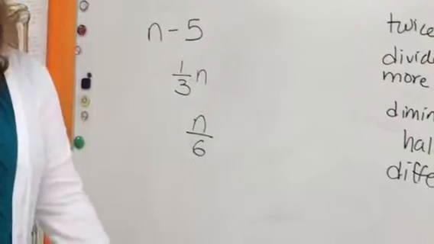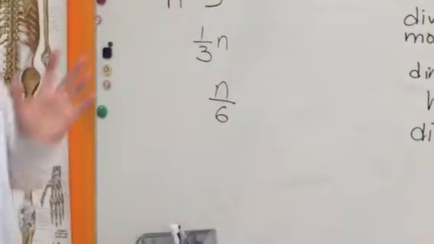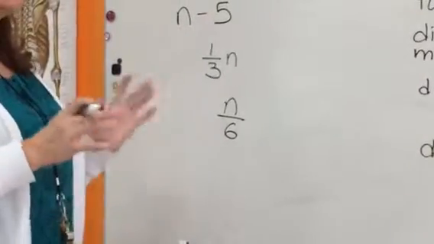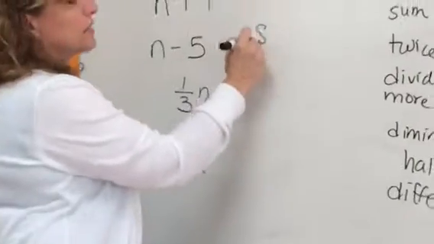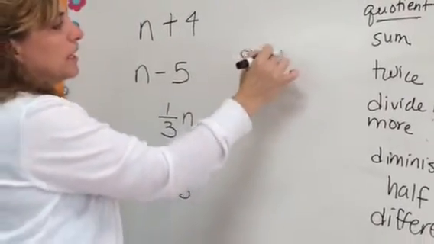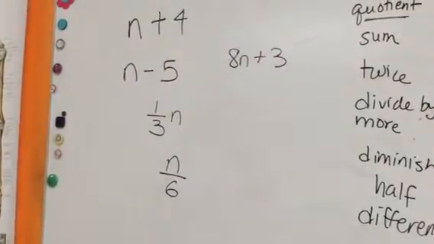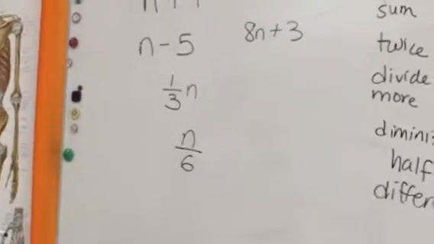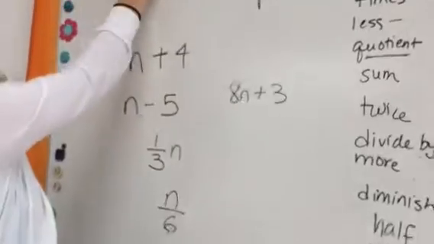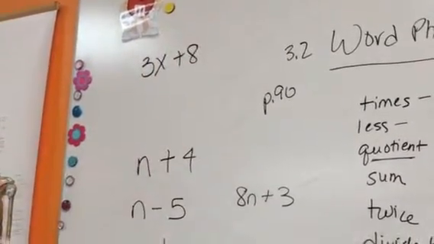And then the sum of 3 and 8 times a number. Okay, so now we're getting a little more difficult. You have to figure out the sum of 3 and 8 times a number. Well, 8 times a number is 8n, but the sum of 3 and 8 times a number is 8n plus 3. This one says 8 more than 3 times a number. So 3 times a number would be 3x, and then 8 more of that would be plus 8.